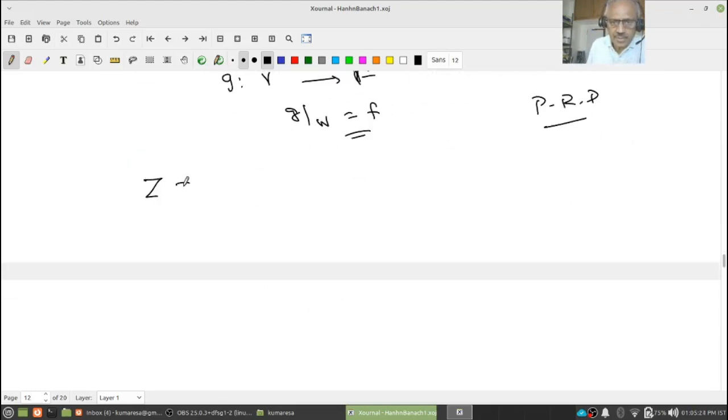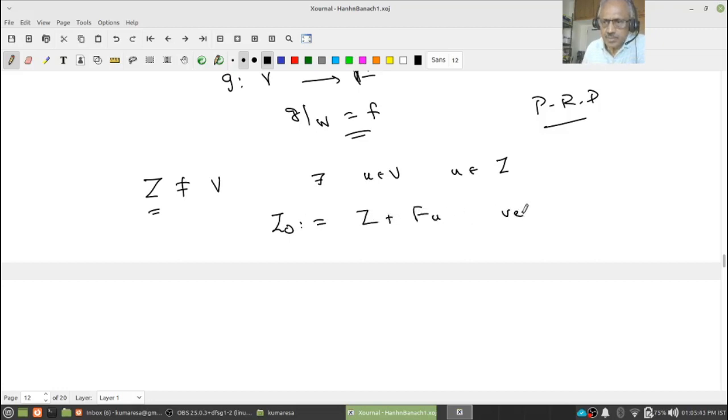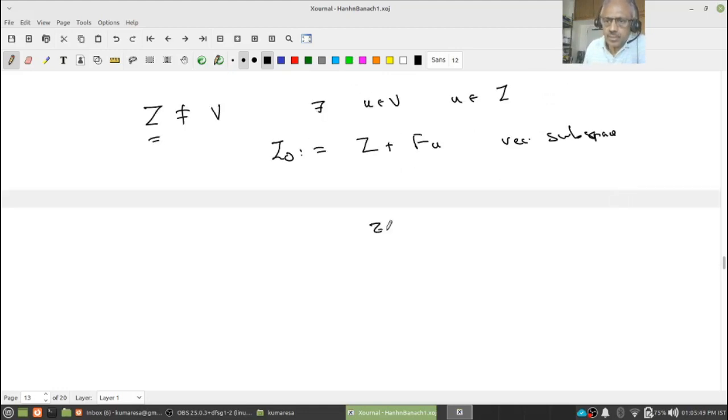Suppose my z is not equal to v. That means there exists a u in v so that u is not in z, because it is a vector subspace, therefore there exists some other element. Now let me define z naught to be z plus the scalars times u. This is a vector subspace. Why? If you have z1 plus au plus z2 plus bu, then it is z1 plus z2 plus a plus b times u, which is in z plus the scalars times u.